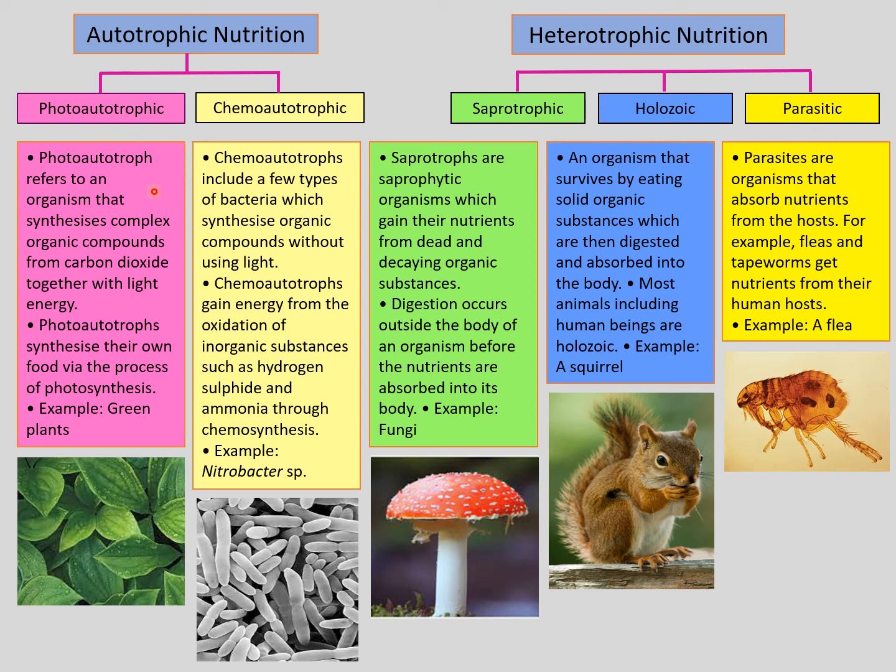Photoautotrophics. Photoautotrophs refer to organisms that synthesize complex organic compounds from carbon dioxide together with light energy. Photoautotrophs synthesize their own food via the process of photosynthesis. Example here is green plants.